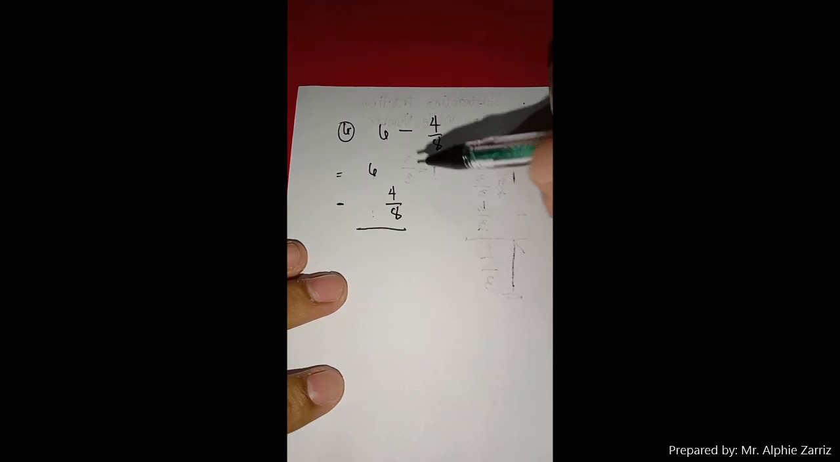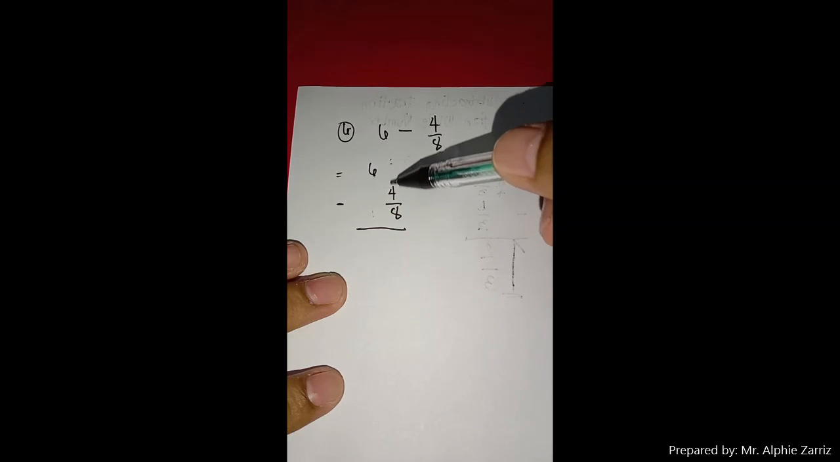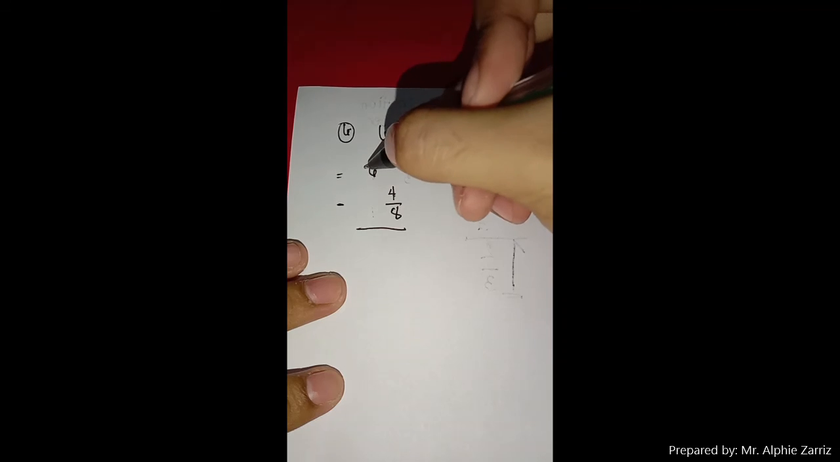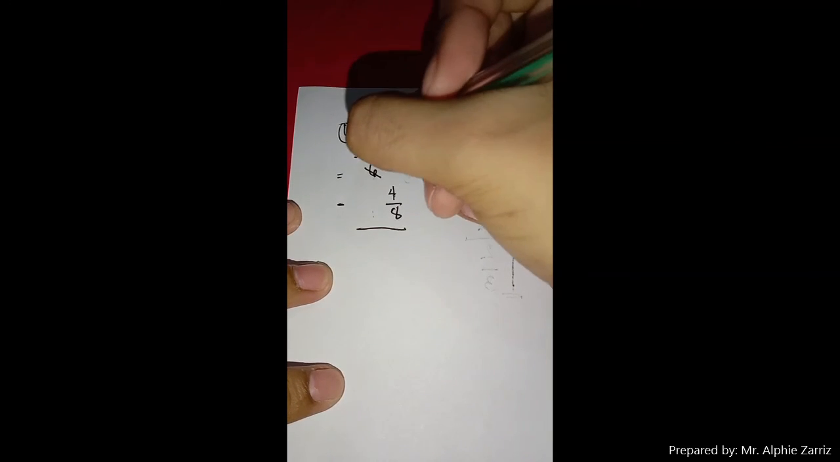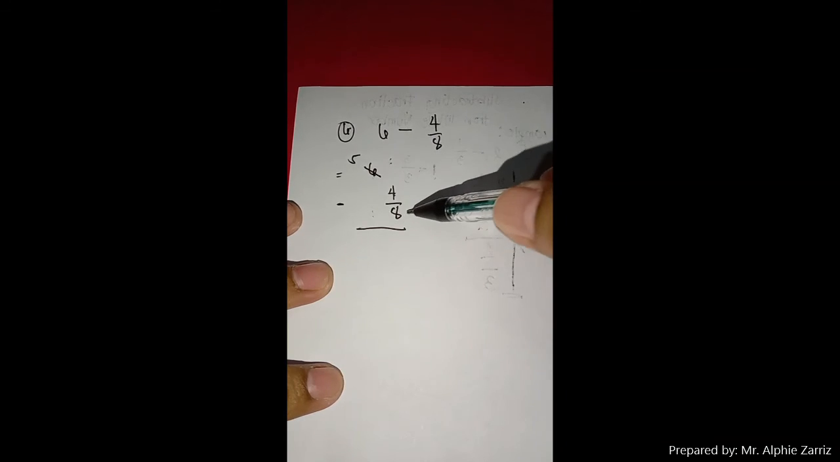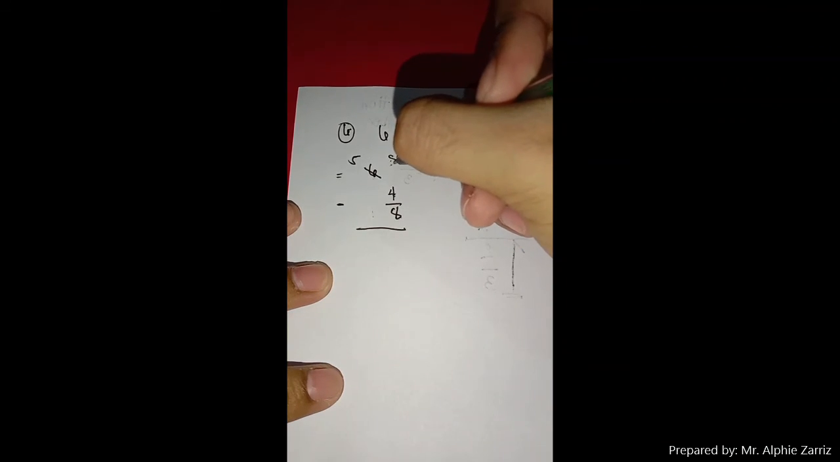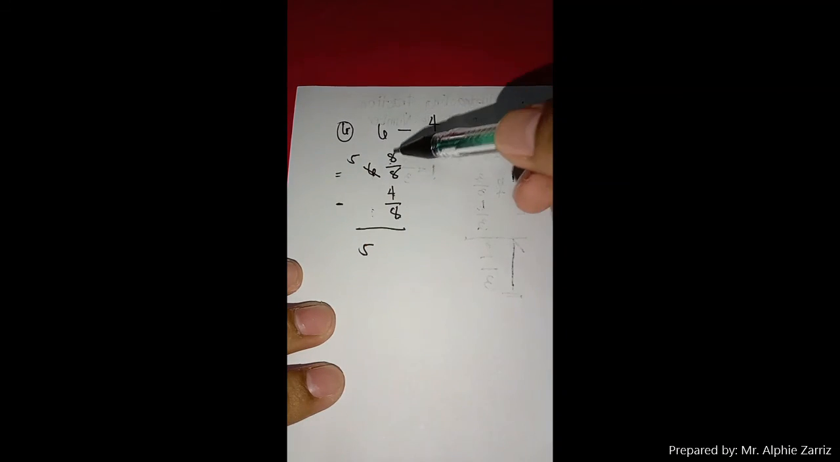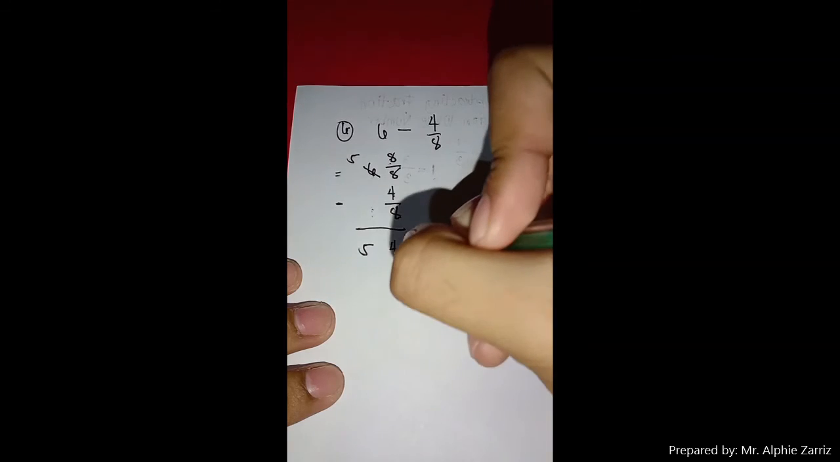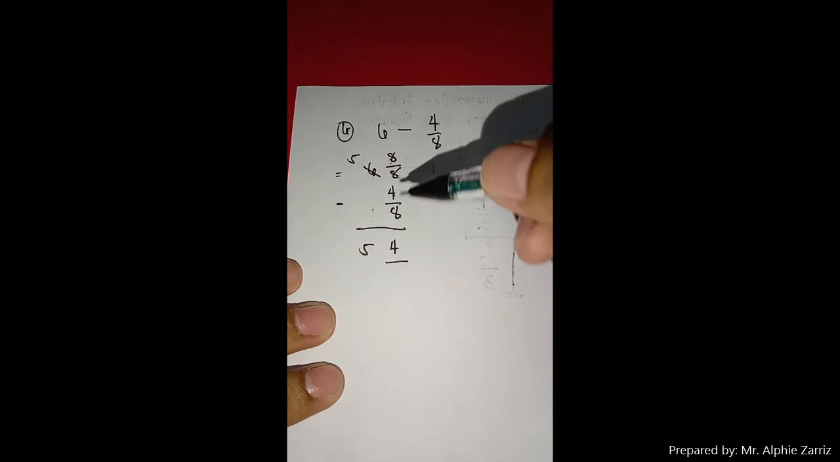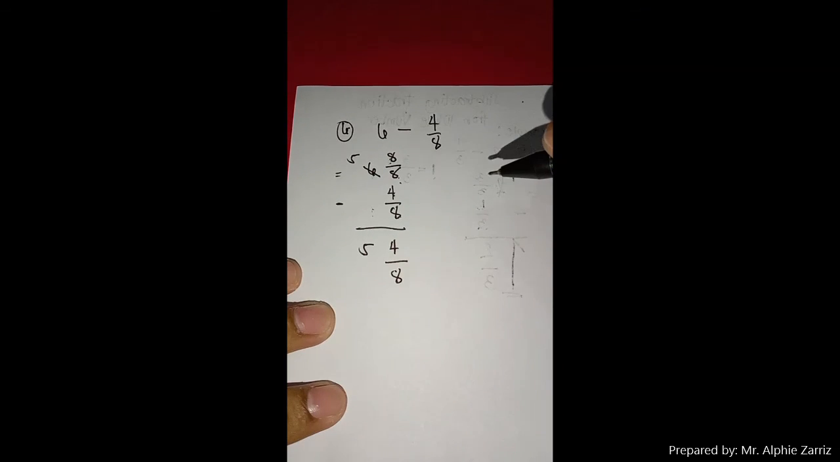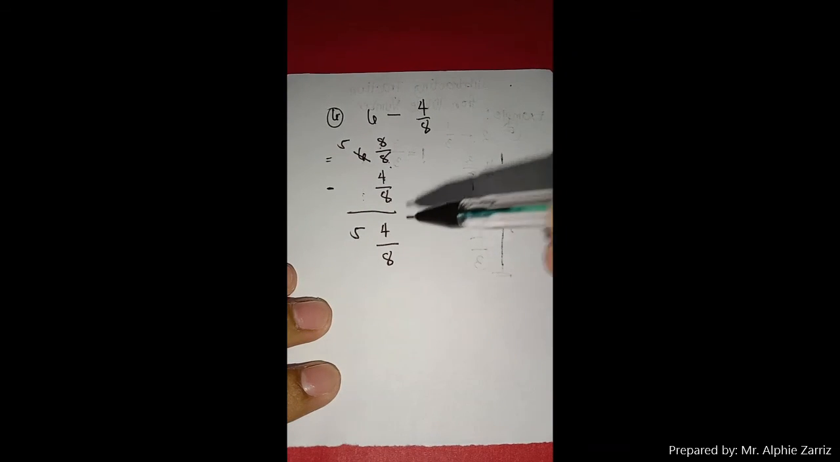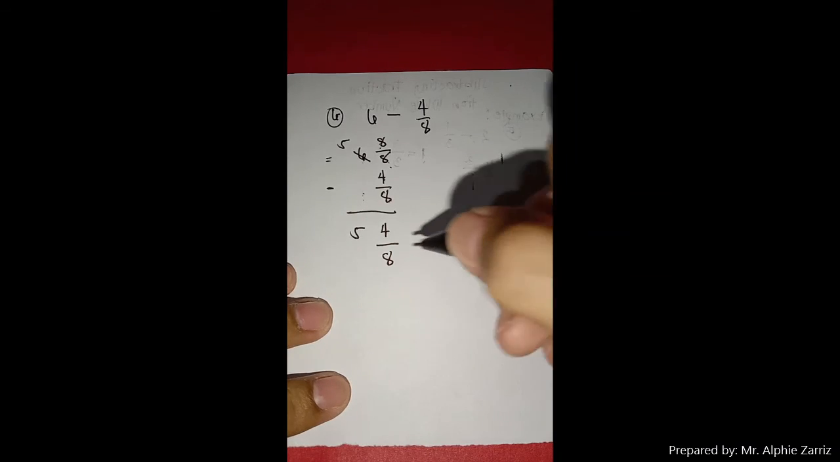So, the next step is we need to borrow since hindi tayo makakapag-subtract ng 0 minus 4. So, we need to borrow. Yan. This will become 5. And then, meron tayong denominator 8. So, ito yung gagamitin nating fraction. So, 5 minus 0, we have here 5. 8 minus 4, we have here 4. And then, kakopy na lang natin yung 8. Therefore, meron tayong partial answer which is 5 and 4 over 8.